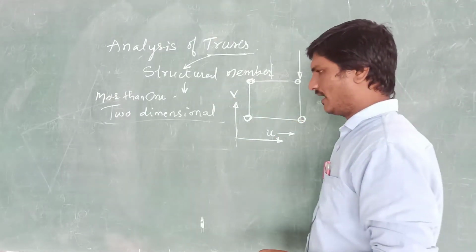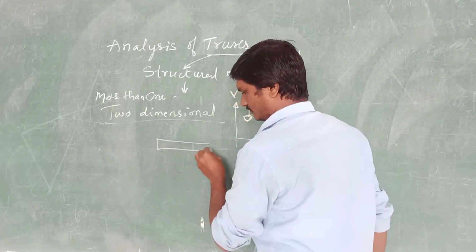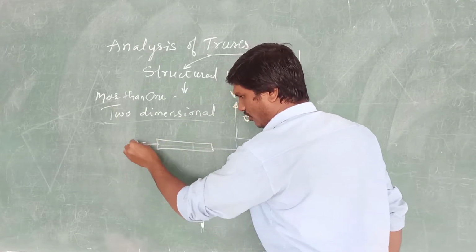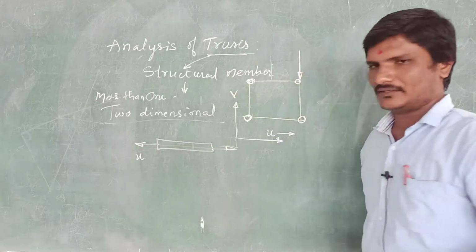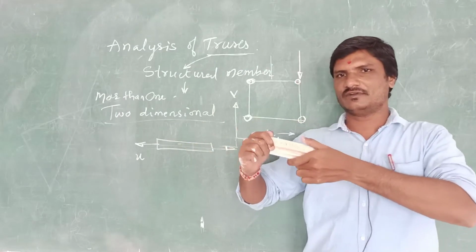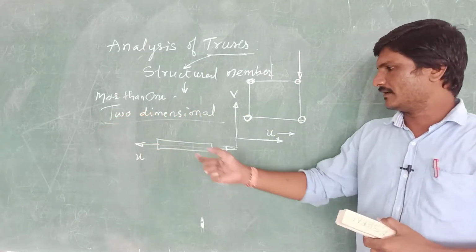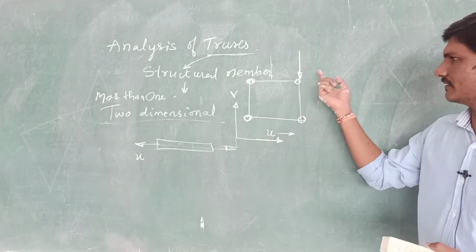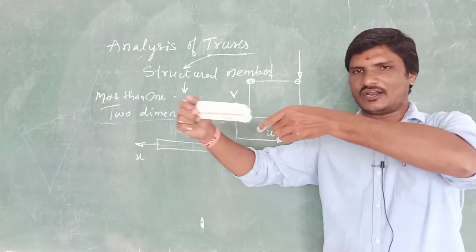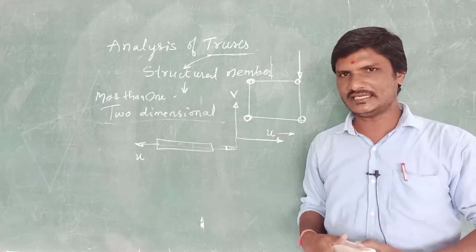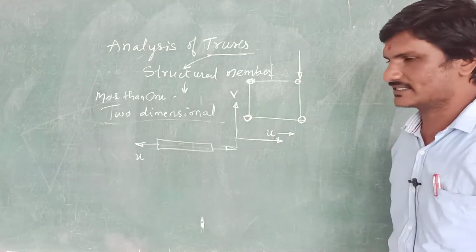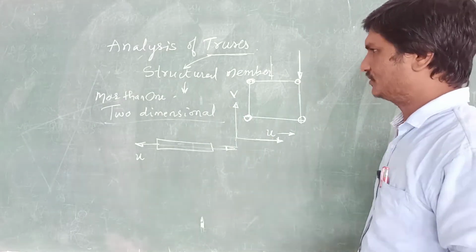In the case of the bar element, the deformation is along the axis of the load. When you apply a tensile load, the deformation will be along the axis of the load. In the case of the truss element, the deformation will be in two axes: one along the axis, another perpendicular to the axis. That's what we call a two-dimensional element, where a truss is a two-dimensional element.